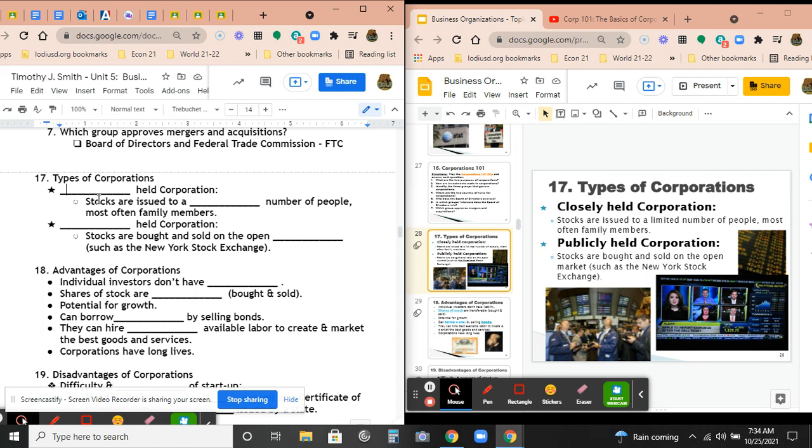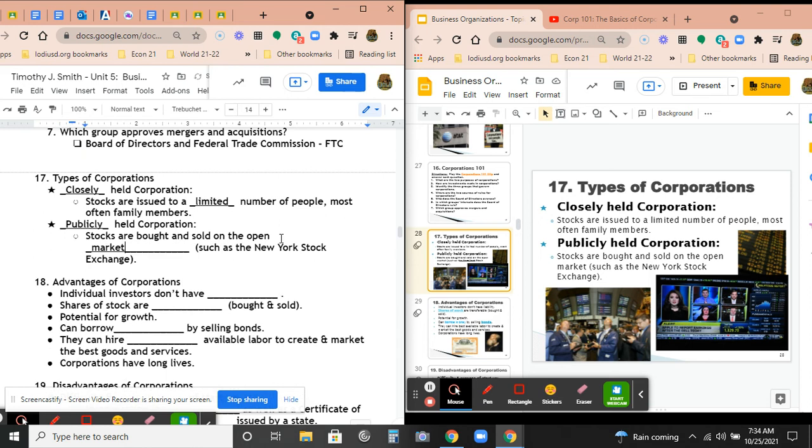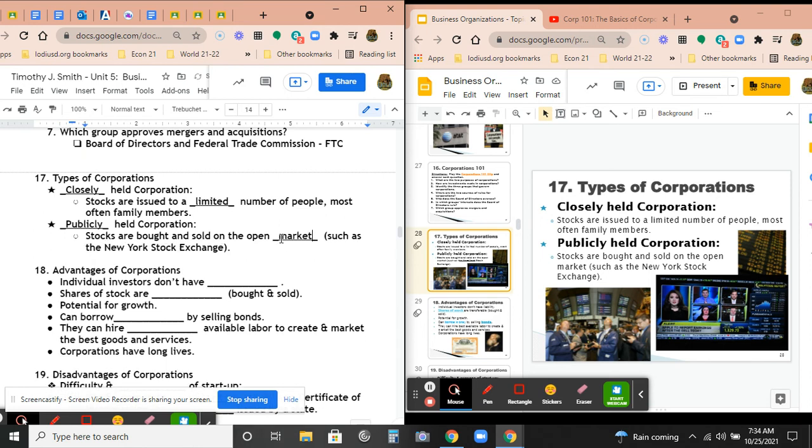The main types of corporations are closely held and publicly held. A closely held corporation, stocks tend to be issued to a few people, a limited number of people. Typically, it's family. It's not always family, but it's usually family, and members of management, CEO, CFO, etc. CTO is an important member of management increasingly in a technical world. That stands for Chief Technical Officer. So, a publicly held corporation, these are ones bought and sold in the open market, typically NASDAQ, New York Stock Exchange are the biggest ones.